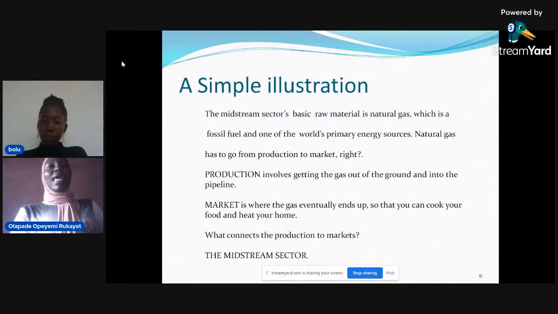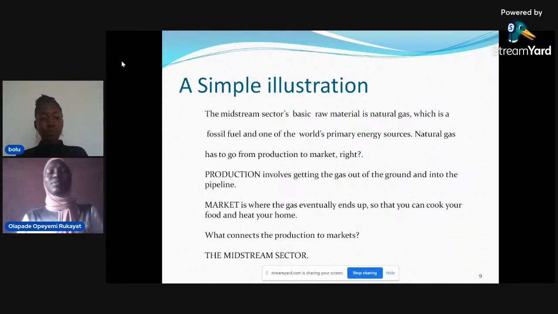Before I explain anything about this, I'd like to give a simple illustration. Let's imagine we want to cook, and most of us use gas, right? The gas must have been refilled. I mean, your gas cylinder must have been refilled, maybe from a filling station or whatever source. So definitely, the gas didn't get produced there. It wasn't discovered there.